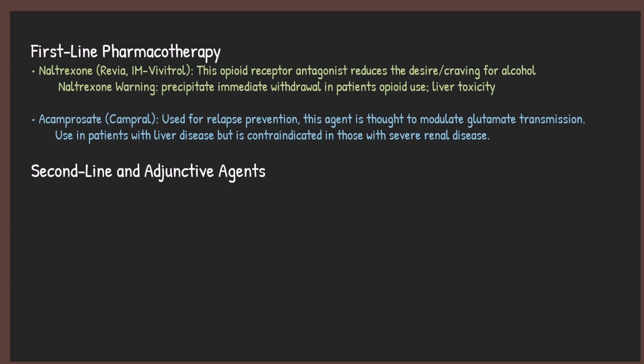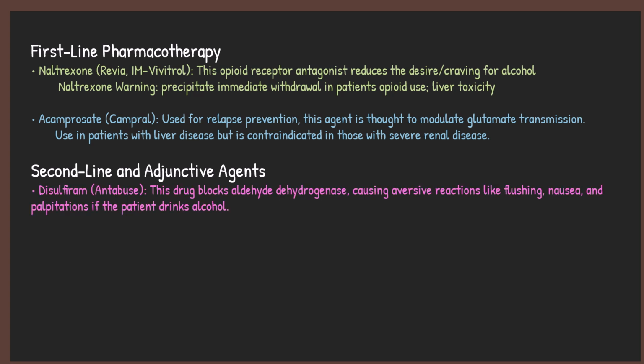If they had liver disease, you want to use acamprosate. In real life, acamprosate is very difficult because it is a 3 times a day medication. Now, second-line agents. Disulfiram, Antabuse. This drug blocks aldehyde dehydrogenase, and it causes adverse reactions like flushing, nausea, palpitations if the patient drinks alcohol.